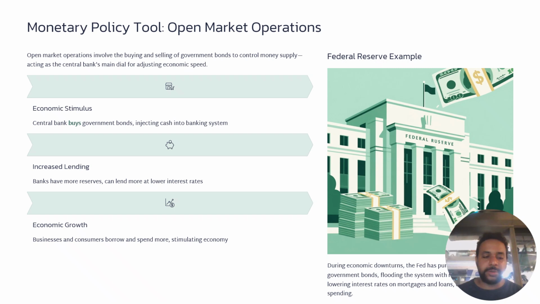So what are the monetary tools? One, we have open market operations. It involves buying and selling government bonds to control the money supply, acting as the central bank's main dial for adjusting economic speed. Economic stimulus means increased lending and economic growth.